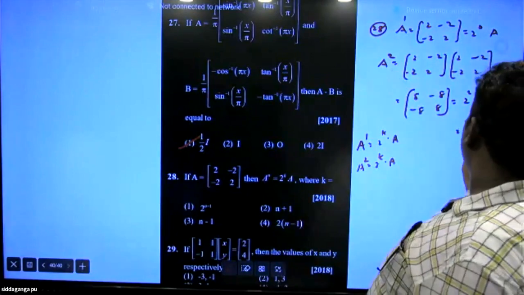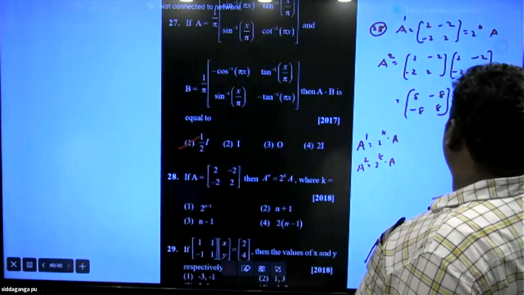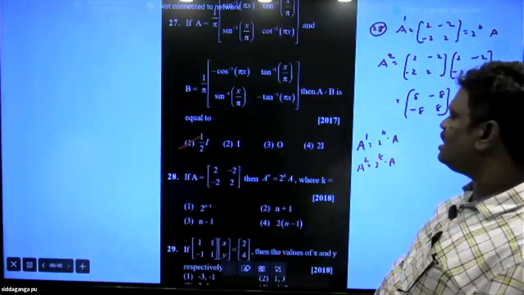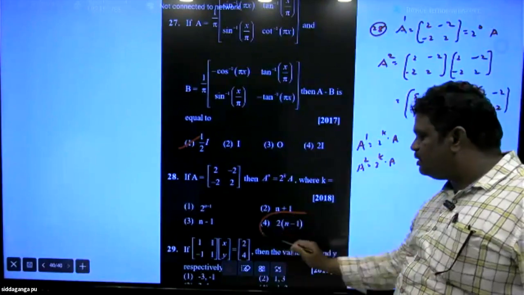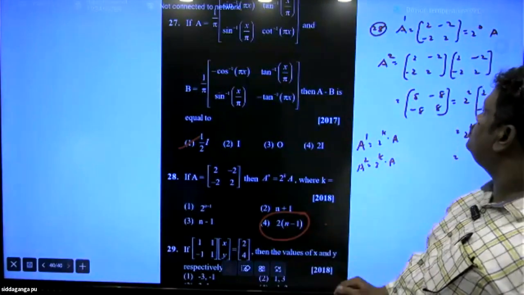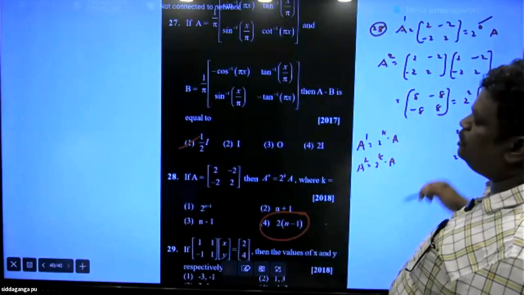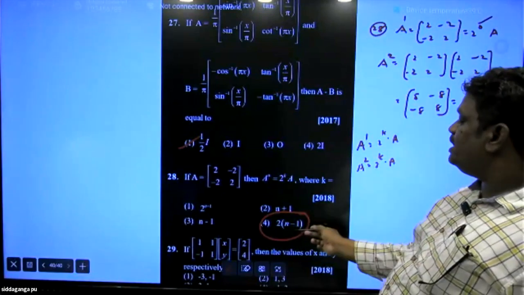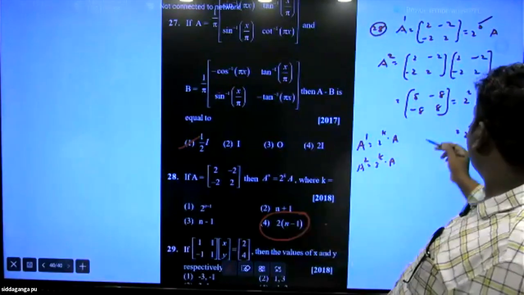So a square is equal to 2 power k, what is the value here? 2 into a. So in this observation we can choose this option. What happens? N is equal to 1: 1 minus 1 into 0, 2 into 0, a power 0, 2 power 0, that is the k value. Then n is 2: 2 minus 1 is 1, 1 into 2. Here 2.